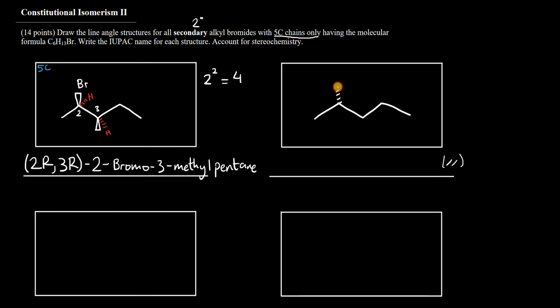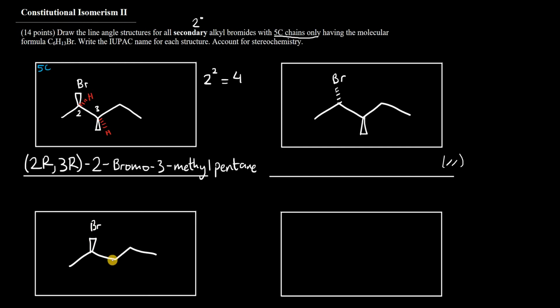Let's put the bromine on a wedge. Let's keep the methyl on a wedge. Sorry, put bromine on a dash. Keep methyl on a wedge. In a third structure, this time let's switch it up. Let's put the bromine on a wedge.